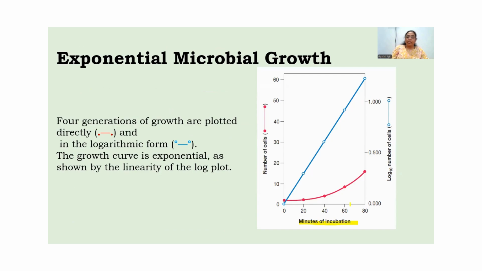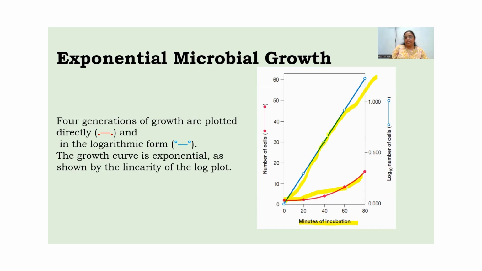So when the graph is plotted of incubation period against the number of cells, in this fashion you observe a graph, and here also you can see that there is an increase in the number of cells. The cells are doubling. But when you take the log of the number of cells and plot minutes of incubation against the log number of cells, then you get a straight line.